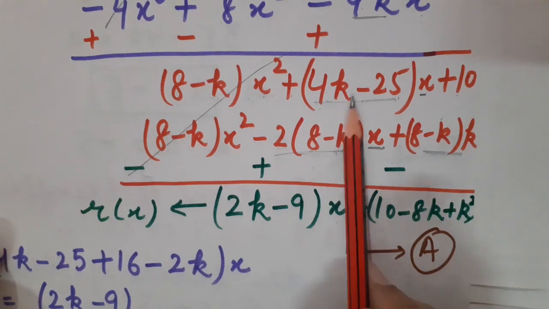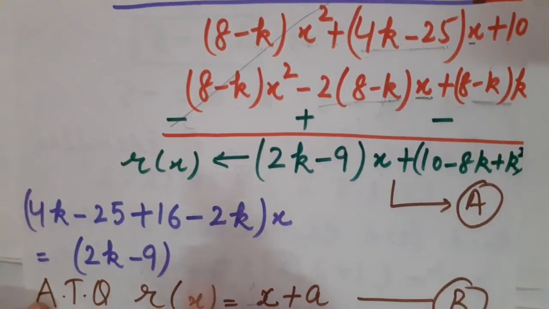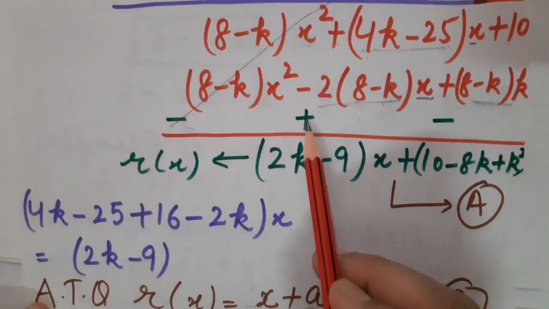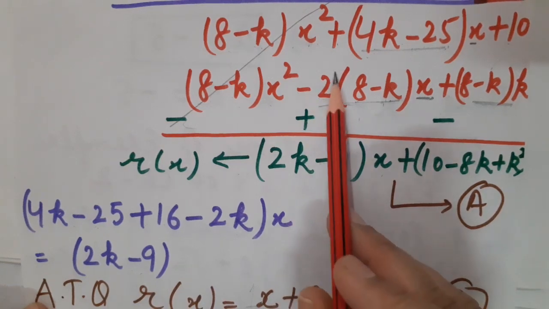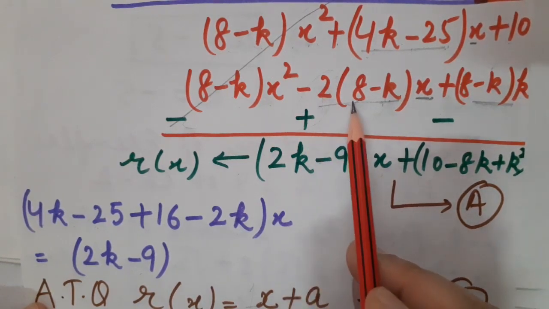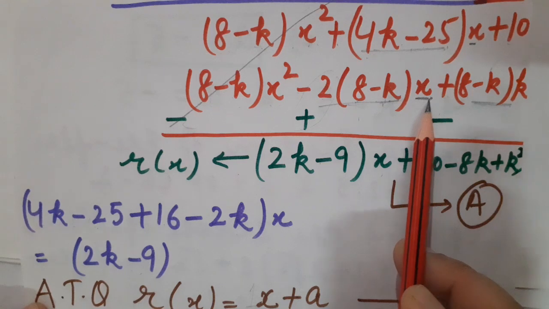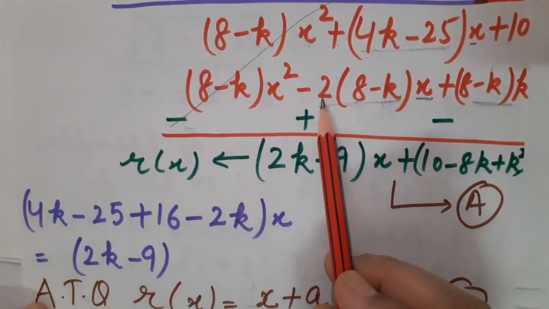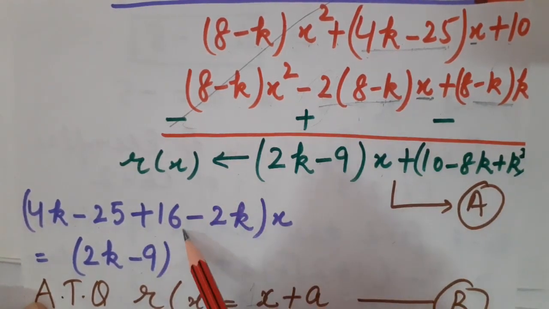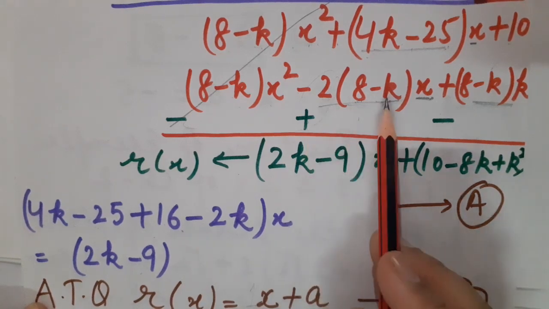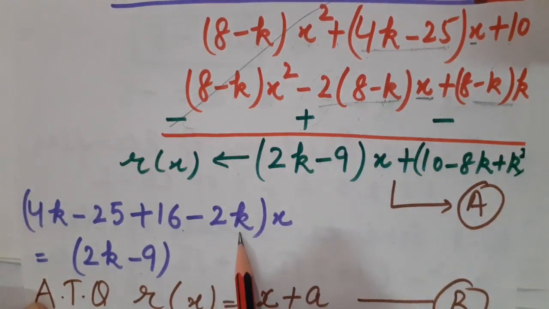This is 4k minus 25. I have done it here: 4k minus 25. This is now with a plus sign. So basically this will be read like plus 2 into 8 minus k into x. So after solving, what I have got is plus 2 into 8, which will be plus 16. Plus 2 into minus k will be minus 2k. And of course x will remain outside.